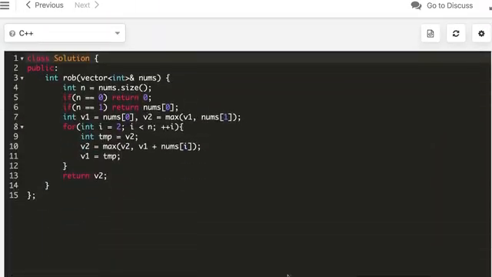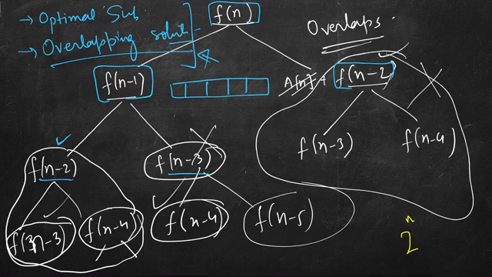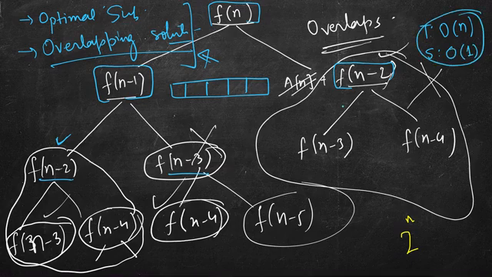So what is the time complexity here? We are doing just one pass of this array. So let me write it down. So time complexity is O of n. Space complexity is O of 1. If you don't use dynamic programming, time complexity would be 2 raised to the power n.